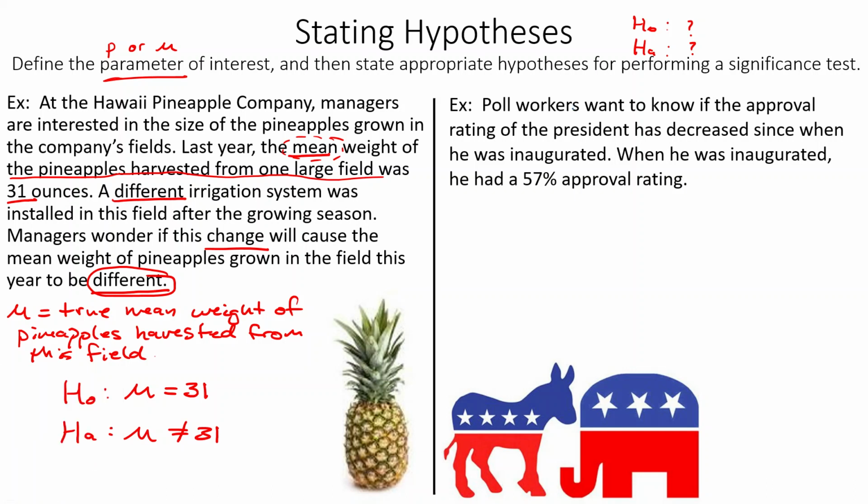All right, next one. A poll worker wants to know if the approval rating of the president has decreased since when he was inaugurated. When he was inaugurated, we had a 57% approval rating. All right, so we're given a percent. So that means we're working with p, a population proportion. And this is the true proportion of people who approve of the president.